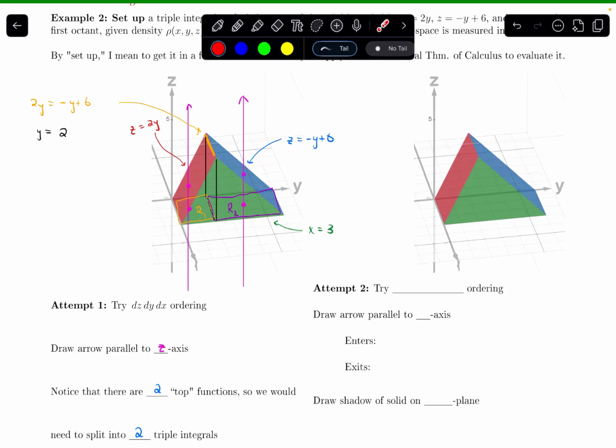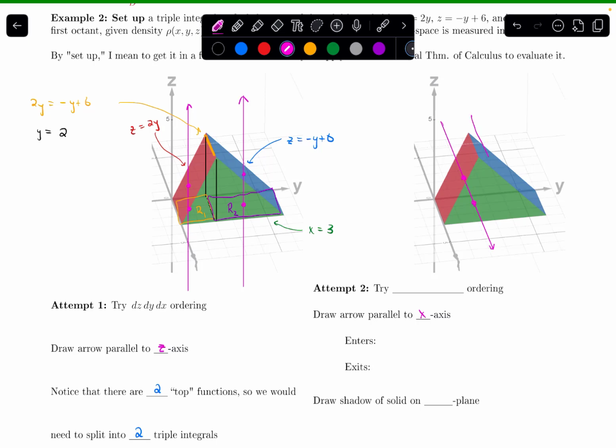So we could do either of them, but let's just pick one for now. Maybe I'll draw an arrow that's parallel to the x-axis. When I do that, it'll go parallel to the x-axis, hit the back, which I can't really see, and then come out of the front. It'll come out of this green plane on the front.